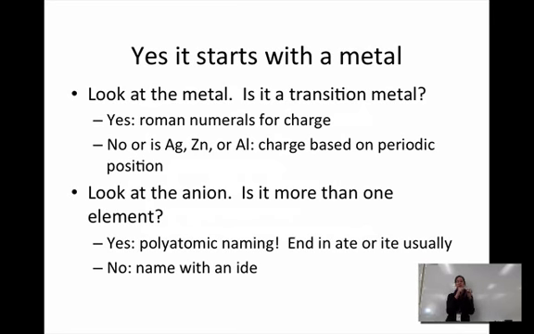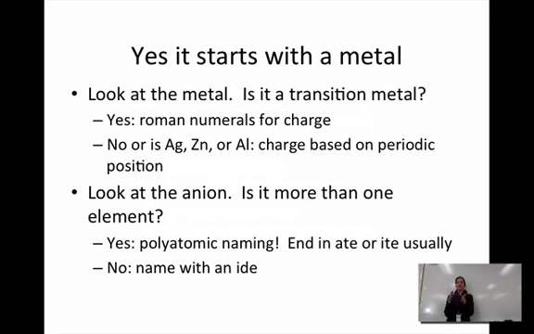Now if you answered yes, it is a metal, then you're naming things in terms of their ions. So it all comes to your ionic compound rules. Look at your metal. Is it a transition metal? Because if it's a transition metal, then it will have a Roman numeral for charge, or you'll need to put a Roman numeral on it for charge. If it's not a transition metal, or if it's zinc or aluminum or silver, then you don't need a Roman numeral, and you should know the charge based on the location on the periodic table.